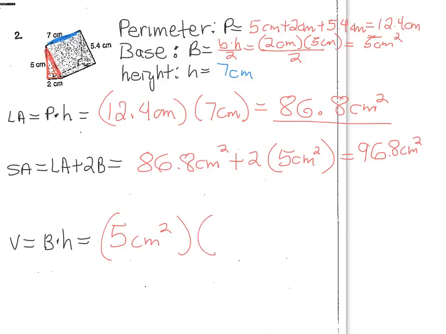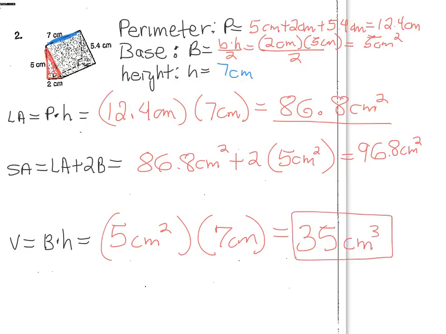So the area of the base, Jackie, is 5 square centimeters. And what's the height? 7. So let's continue. So, Jackie, what did you get for the volume? 35. 35 cubic centimeters. That's right.